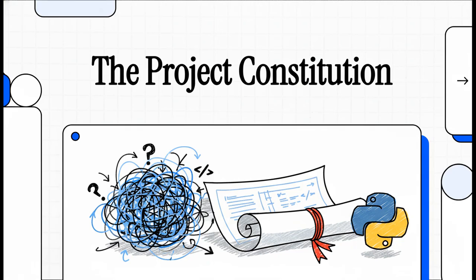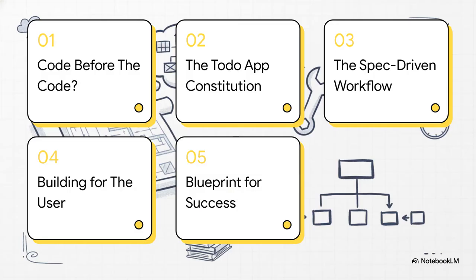Have you ever jumped into a new coding project just buzzing with excitement, only to find yourself completely tangled up in a mess of changing goals and, well, chaos? Today, we're going to look at a really powerful way to stop that from ever happening again. This is all about the Python Project Constitution, a method for building your software with a solid blueprint right from day one. So here's the plan.